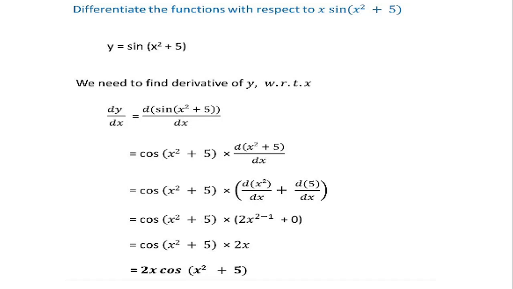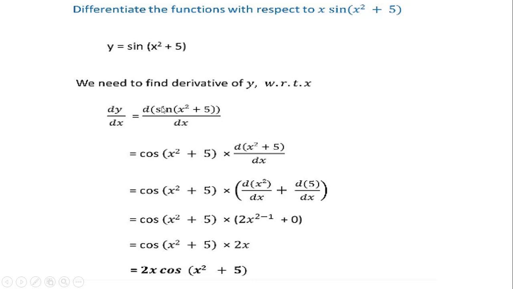When we are differentiating this type of function, we need to identify which trigonometric function it is, then differentiate separately whatever equations, variables or constants are inside it. Now here they have given sine of x square plus 5. So that means we need to differentiate y with respect to x. So dy by dx equals differentiation of sine of x square plus 5 by dx.